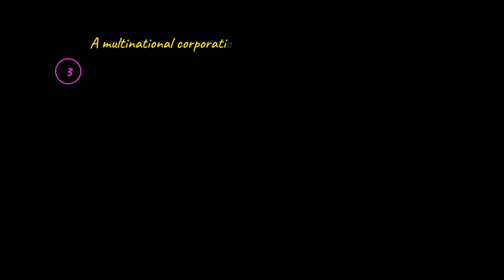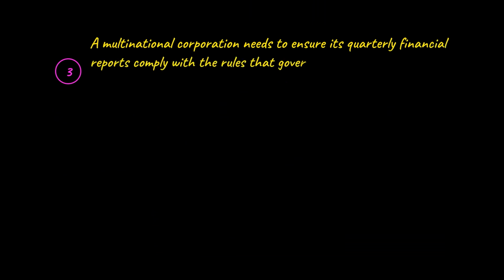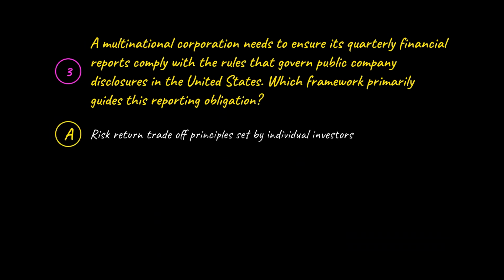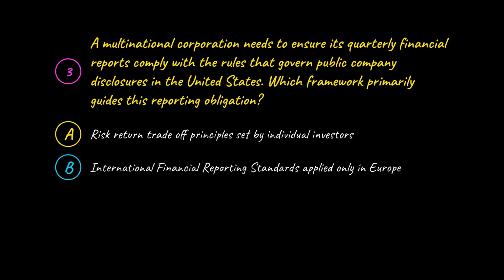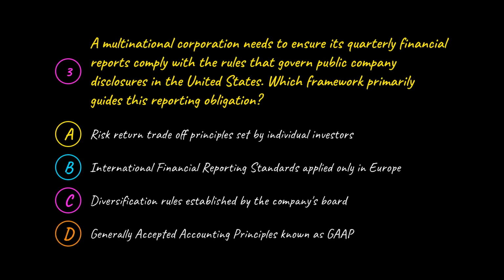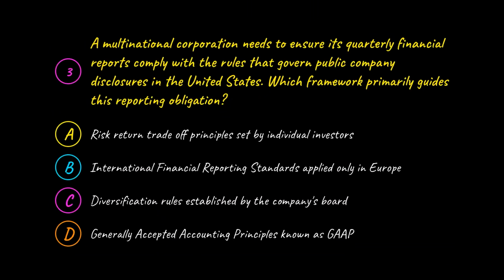Question 3. A multinational corporation needs to ensure its quarterly financial reports comply with the rules that govern public company disclosures in the United States. Which framework primarily guides this reporting obligation? Your options are A. Risk-return trade-off principles set by individual investors. B. International financial reporting standards applied only in Europe. C. Diversification rules established by the company's board. D. Generally accepted accounting principles known as GAAP. Before I reveal it, which one do you think is right?